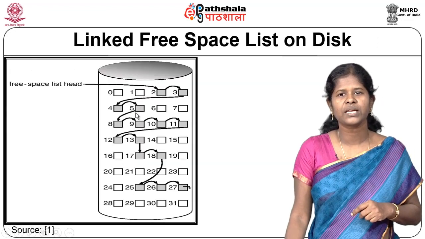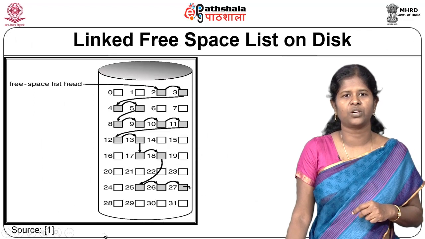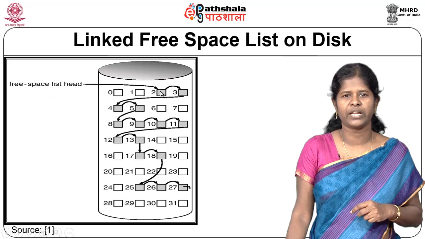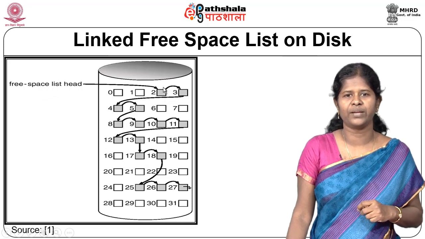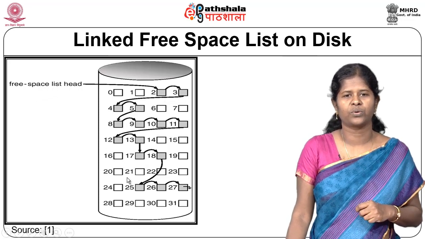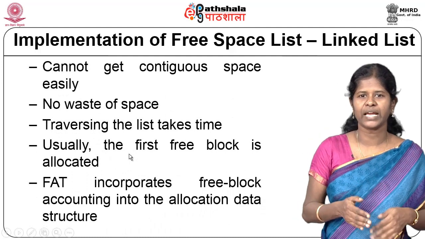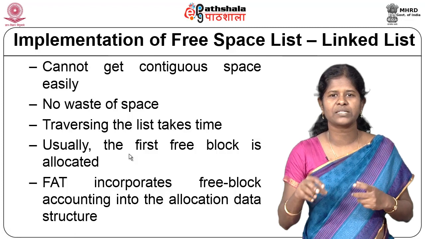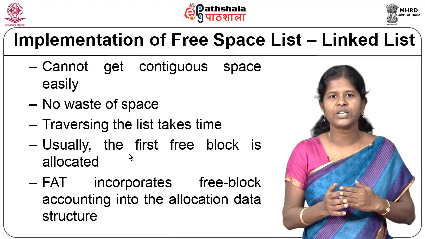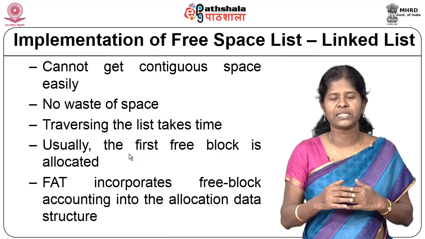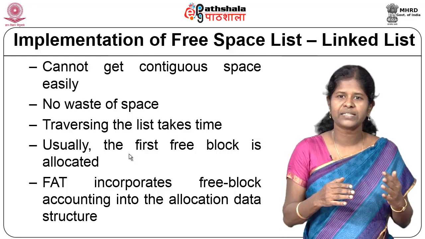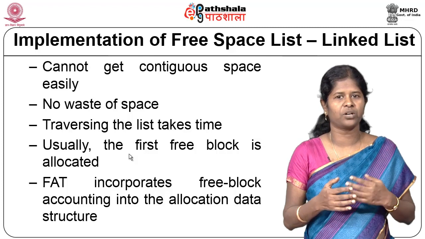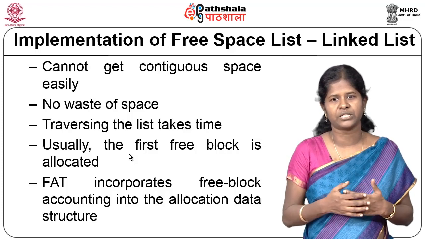So, this shows how free space is maintained on disk. The free space head will point to disk block number 2, which is free. From 2 you will have a pointer to 3, which is free, and so on. With this it is very difficult to get contiguous space, because you will have free disk blocks here and there. If you have contiguous space, then you will need fewer seeks of the head, but there is no wastage of space because you can use any disk block that is kept in the disk.